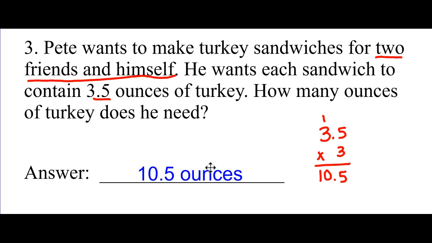So why is the decimal point right here? Quick explanation, when you look at the problem, there is only 1 digit after the decimal point. So in your answer, you need to have 1 digit after the decimal point. So make sure you circle yes or no whether you had it right the first time and explain your error if you had it wrong, and then move on to question 4.